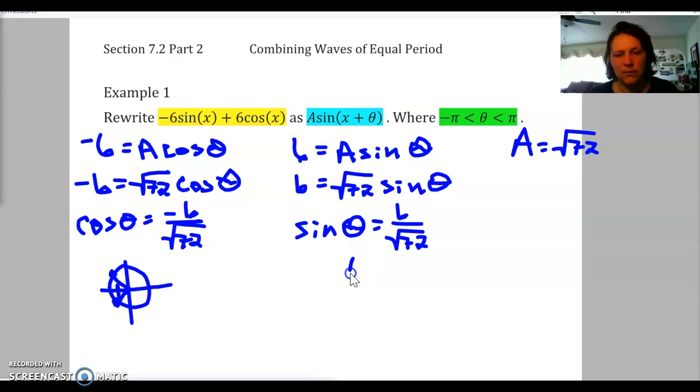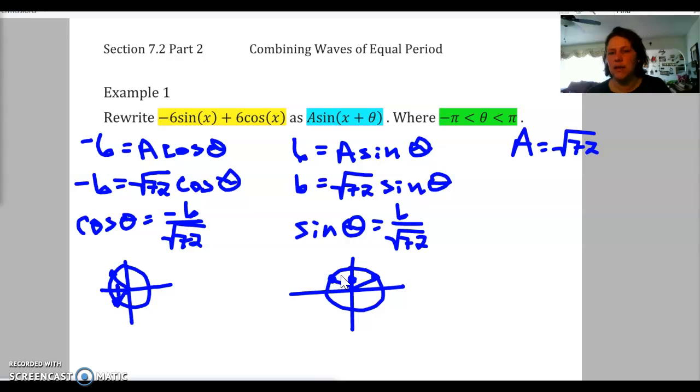For sine, I've got a positive value. So 6 over the square root of 72, it's going to be up here. So for sine, my options are either quadrant 1 or quadrant 2.